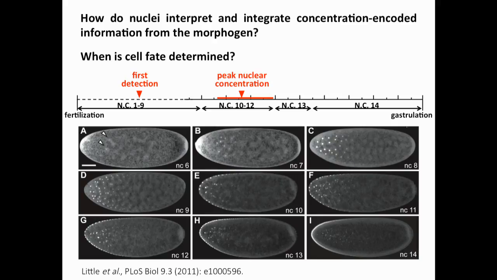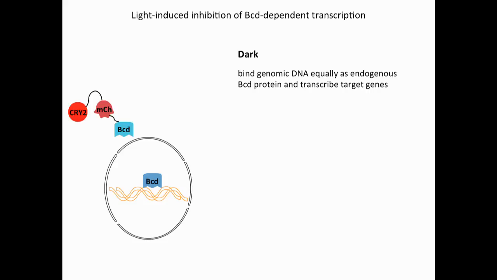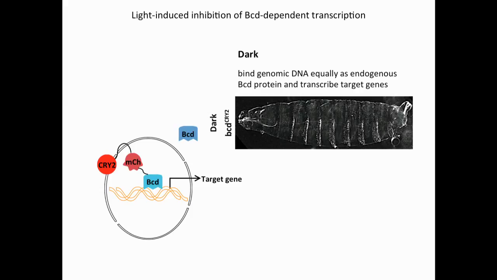In order to answer these two questions, we sought a way to temporally and reversibly control the on and off of bicoid-dependent transcription. It turned out that one of the constructs we made works exactly the way we intended it to. By fusing an optogenetic cassette, Cry2, at the N-terminal of bicoid protein, we found that when kept in the dark, the Cry2-bicoid acts as a wild-type protein. It gives rise to perfect embryonic patterning, as I'll show later, and the transgenic animal hatches as a healthy larva.